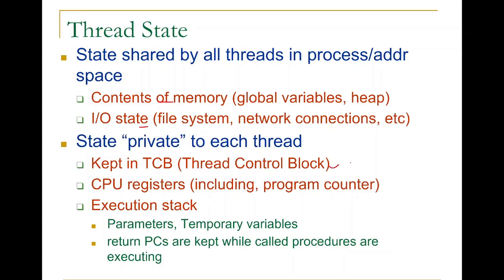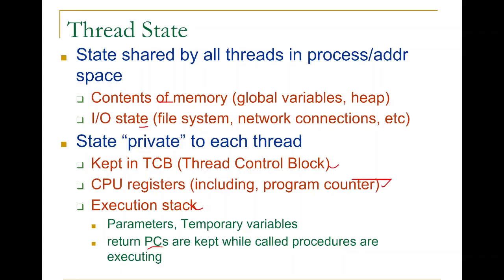Now remember, we have process control block for a process. We have thread control block. So this is private for each thread. The CPU is private. The execution stack is also private. Now you have parameters, temporary variables, and all that. They are all private to that thread. It returns, return pieces are kept while call procedures are executing.